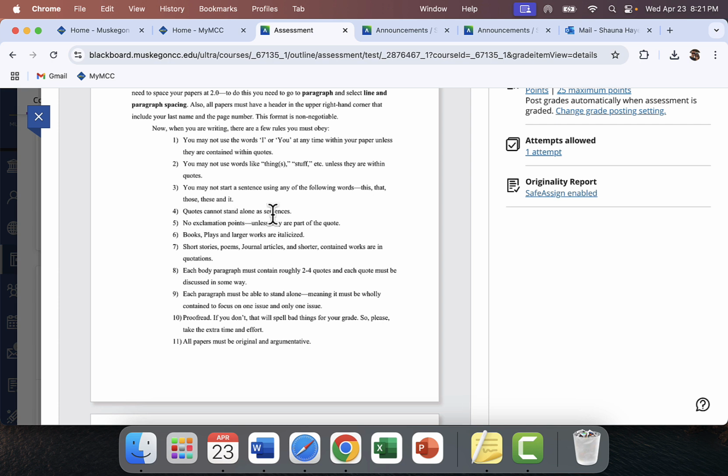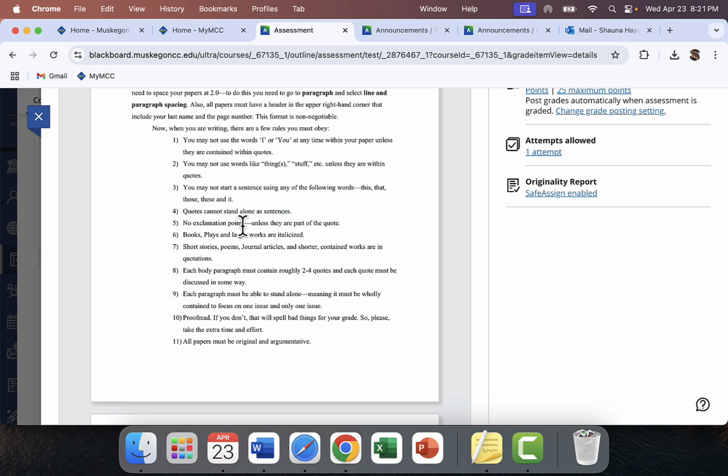Quotes cannot stand alone as sentences. If you do this, they are considered dropped quotations, and that is a big no-no. You'll talk a lot about that in English 102 as well, so this is good prep for that. So, when you're introducing a quote, you'll want to start with a signal phrase, letting your reader know who wrote it, where it came from. It provides credibility to the quotation, provides credibility to yourself as you are saying to your reader, I've done my research, I've done my due diligence, this is where it came from.